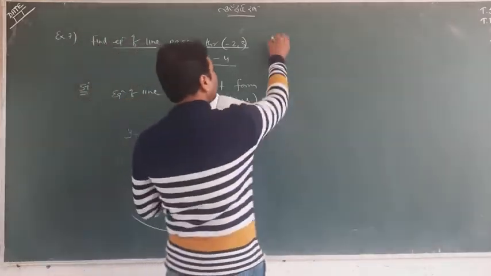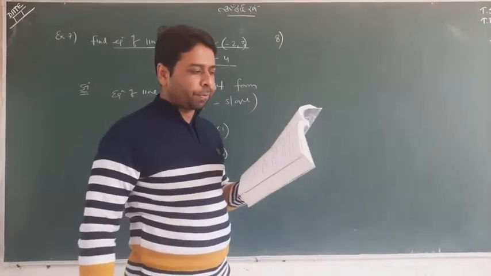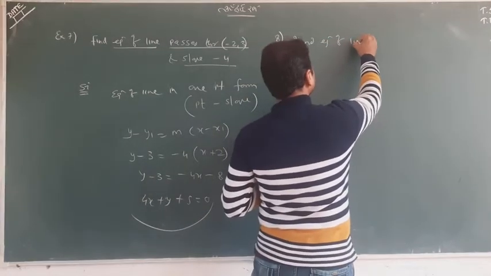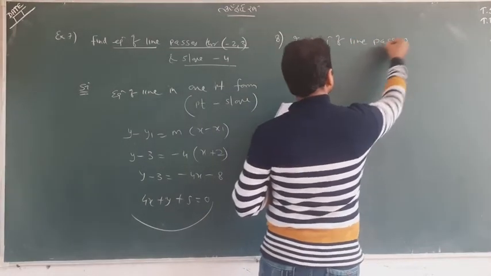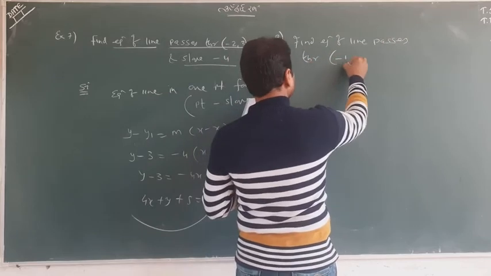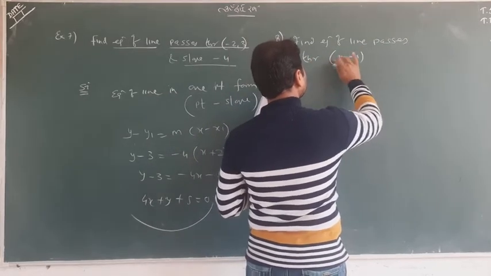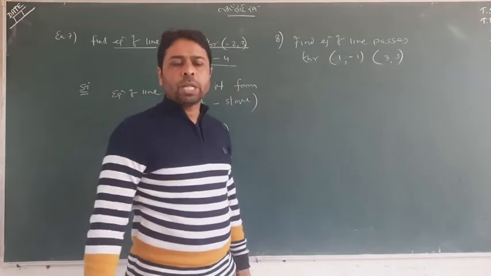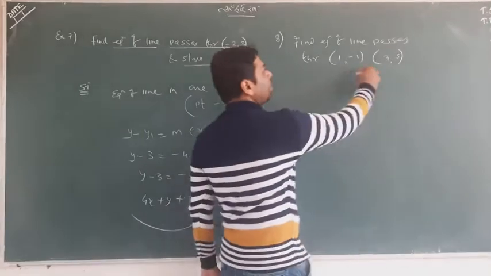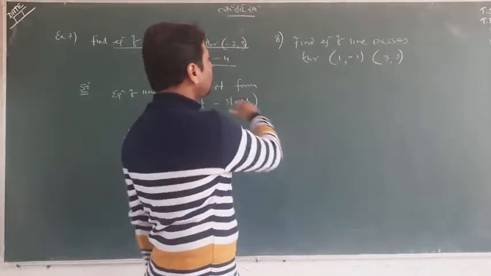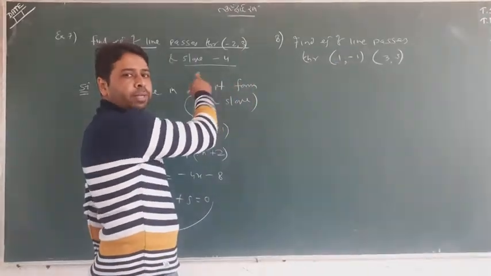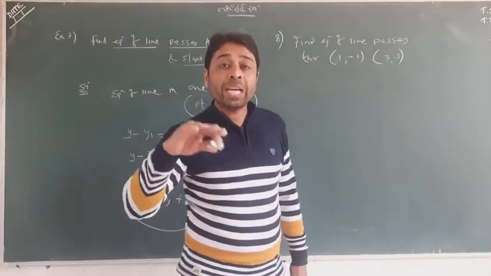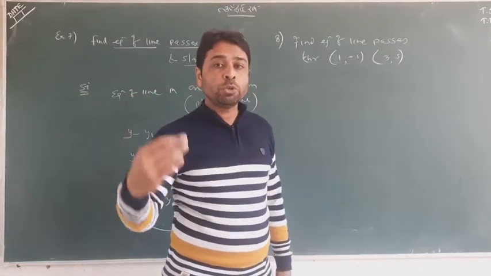Example number 8. The question is again very easy. Find the equation of the line passing through two points, (1, -1) and (3, 5). Now one can easily understand that two points are given. What is the difference between these two? Here one point was given and the slope was given. The slope is not given, but only two points are given. So when the line passes through two points, you will use the two-point form.